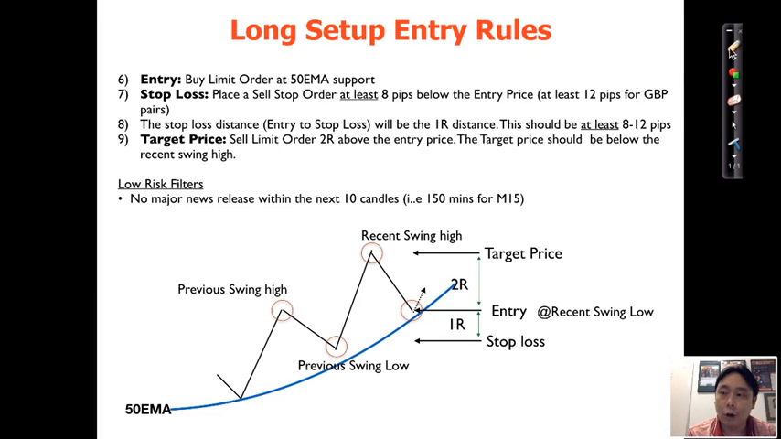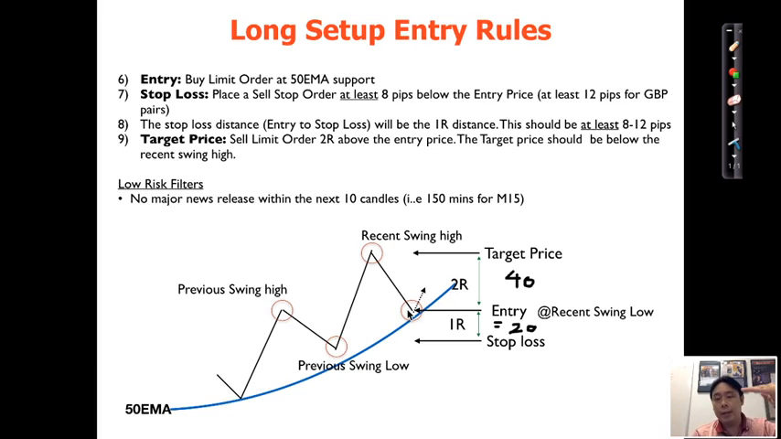So in fact, your 1 hour could be as wide as 20 pips, okay? But you have to ensure that if 1 hour is 20 pips, your target price must be 40 pips above the entry price. And as long as the target price is below the recent swing high, that's fine, okay? But it cannot be above the recent swing high.